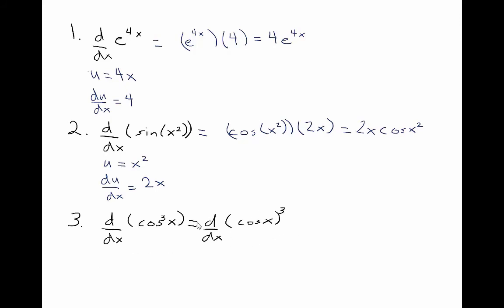Alright, this one, when you write it this way, it's a little bit less obvious. When you write it this way, it becomes more obvious what the inner function is. So the inner function is cosine. So we take the derivative of the inner function, and that's minus sine x.